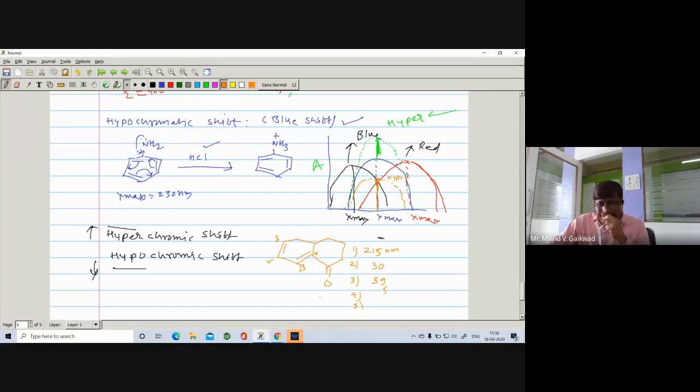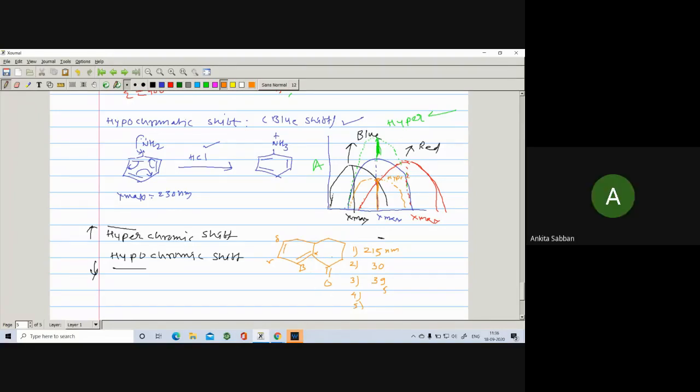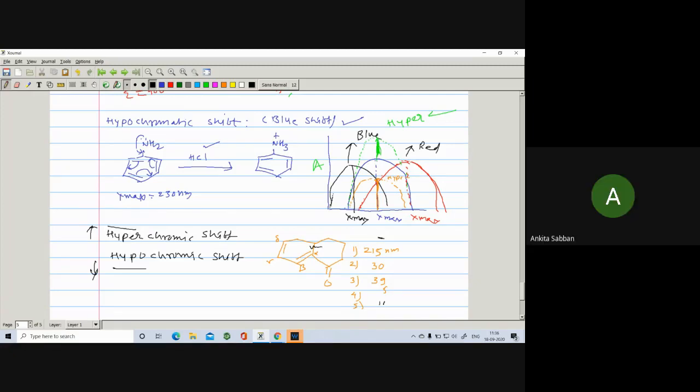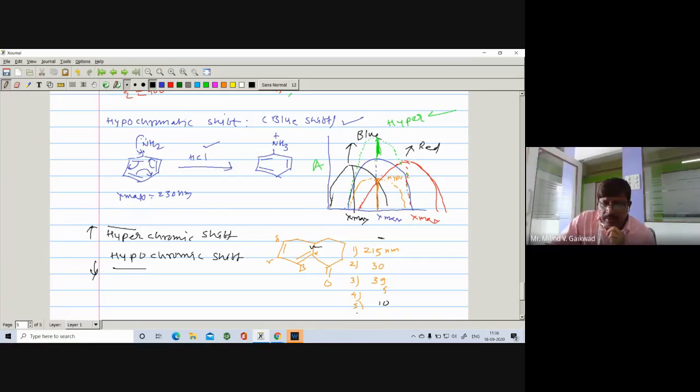Next, you have to go for the substituent. Add alpha. There is one substituent, so means you have to add 10 nanometer. Next one, add beta. There is no substituent. Gamma and delta. And again add delta. You have one substituent, which means you have to add 18 nanometer. Just add these and you will get the answer. Only this much is needed. You get the answer, right?